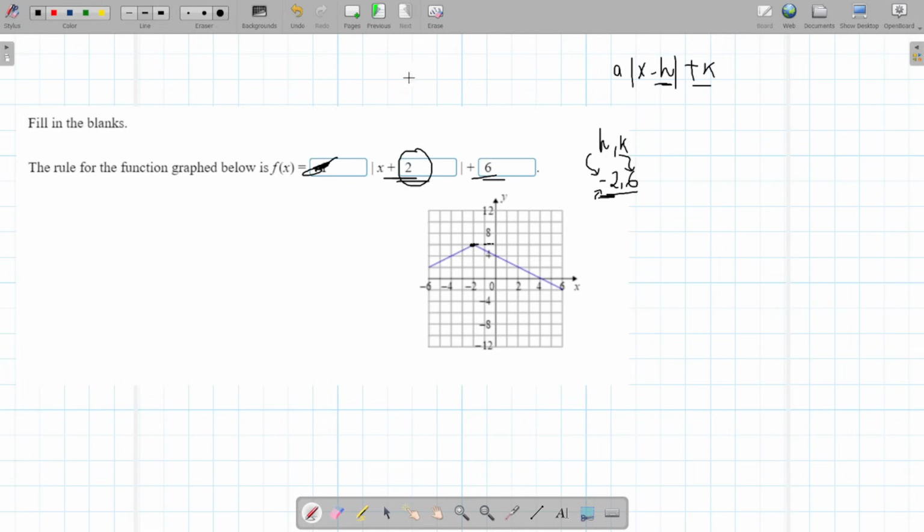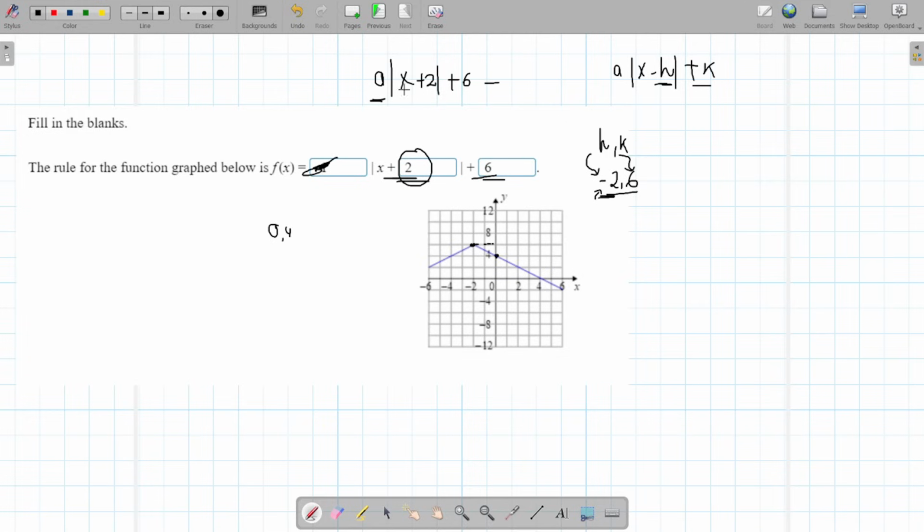We don't know this. So we know now it's a|x plus 2| plus 6. We need to find a. How do you find a? To find a, you plug in any point directly from the graph. So let's take 0 comma 4. That's an easy point. Okay, let's plug it in.